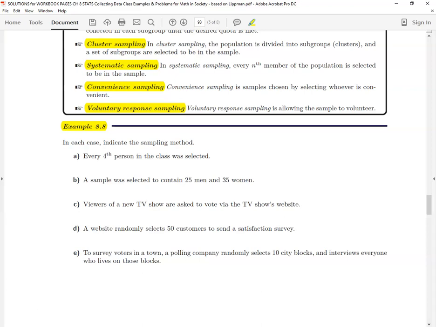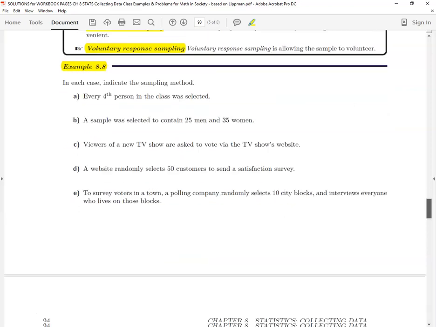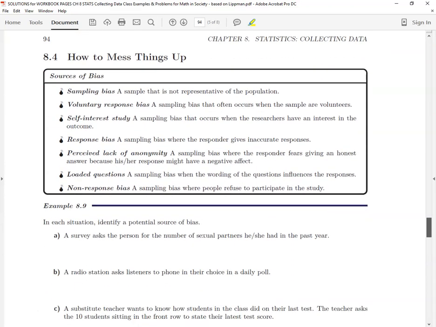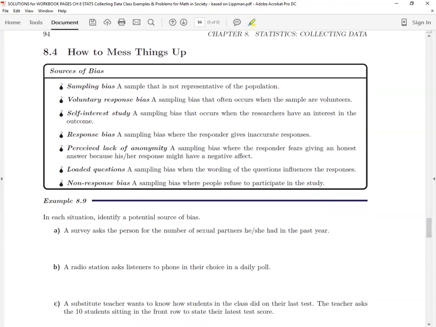And then before I do that, actually, we're going to quickly go over this, because we talked about this in the PowerPoint already, how to mess things up, like problems and errors, and we'll talk more about that in the next PowerPoint. But sampling bias is a sample that is not representative of the population that we looked at a little while back. Voluntary response bias is a specific type of sampling bias. We talked about that already.